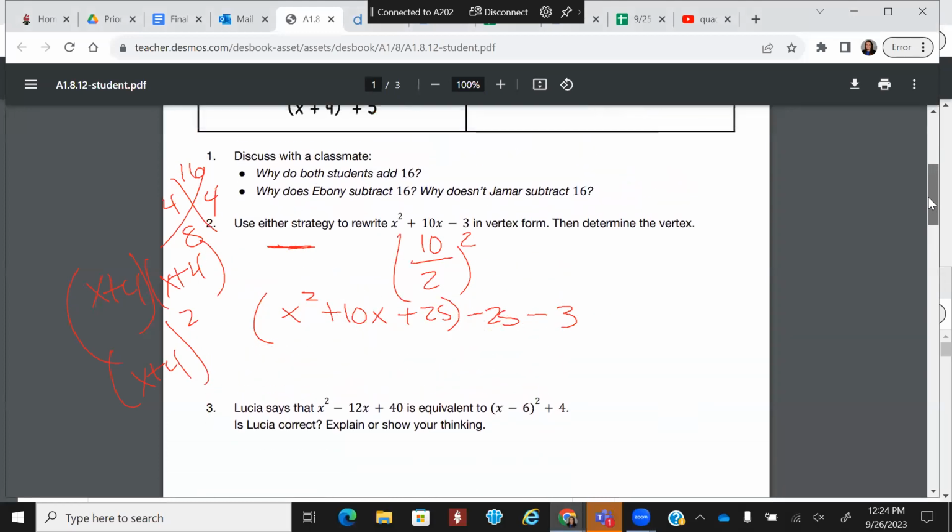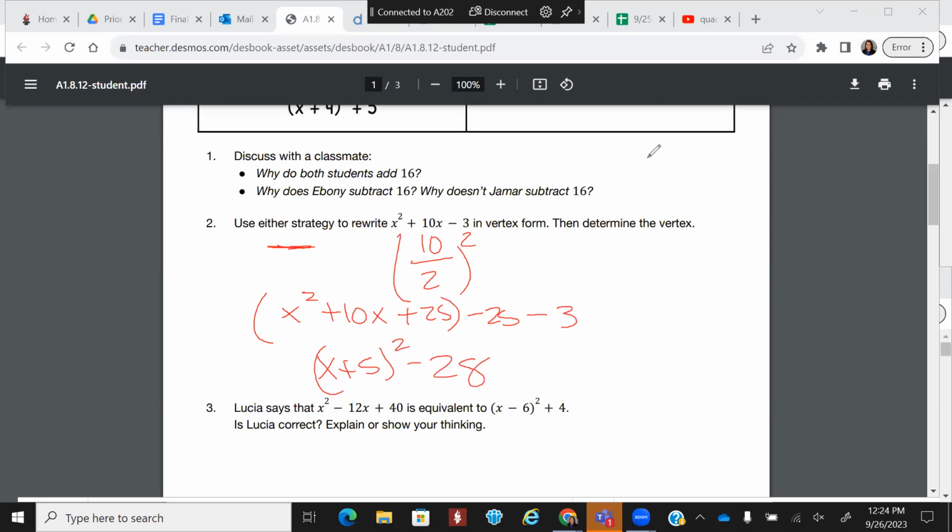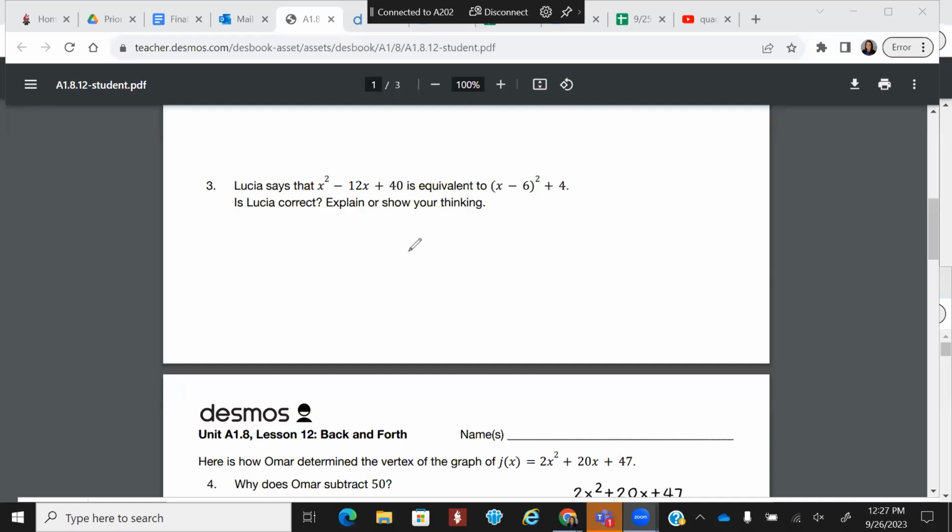So now down here, what we're going to do is factor. And so it's going to give me x plus 5 squared. -25 minus 3 is -28. Okay. Checking your work. All right.